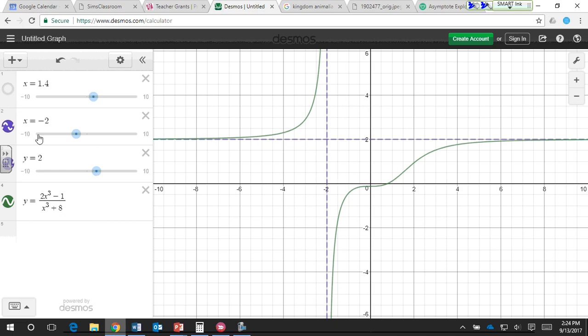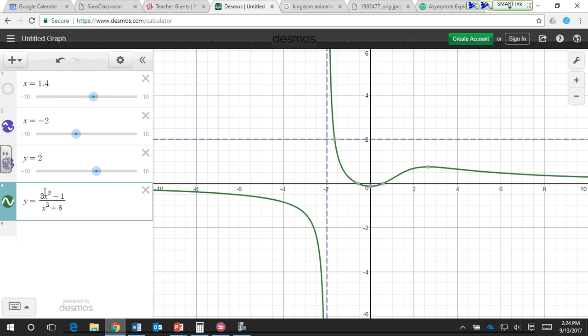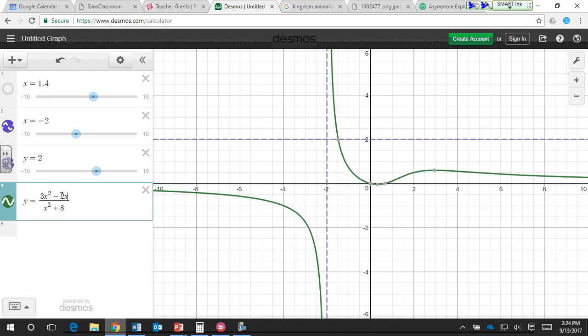So in the numerator, we want 3x squared minus 2x minus 1. The range is going to be from negative infinity to 2 and 2 to positive infinity. We'll talk about that in just a second. Give me a second here. If I try to talk and type at the same time, I won't get it right.